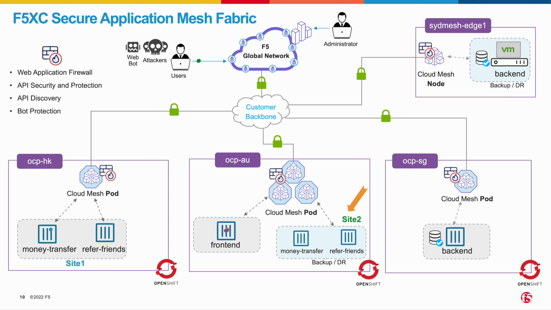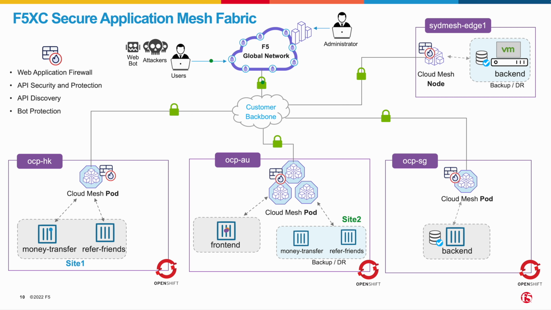You may also notice that I have money transfer and refer friends microservices deployed in OCP AU and I label it as Site 2. This is the backup or DR copy of the money transfer and refer friends for OCP HK, which I label as Site 1. Those backup or DR microservices can run as active-active or active-backup.